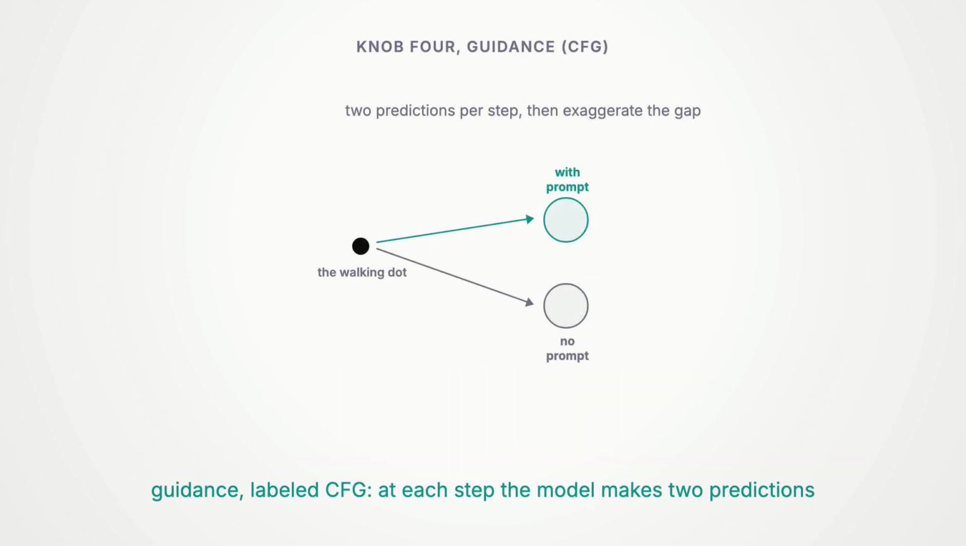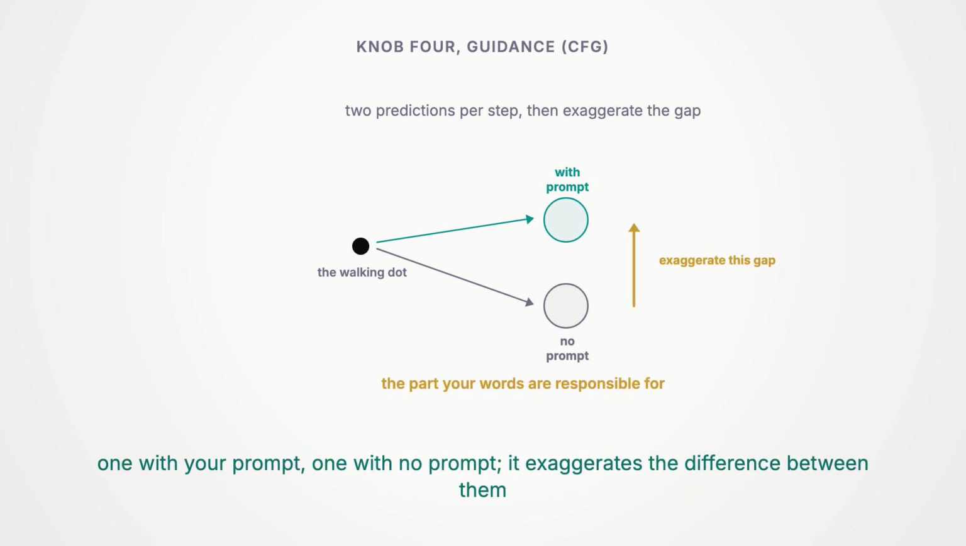Now the knob that does the most damage when you crank it, guidance, usually labeled CFG, classifier-free guidance. Here is the mechanism, and it is clever. At each step, the model actually makes two predictions. One with your prompt, one with no prompt at all, a blind guess. Then it looks at the difference between them, the part of the move that your words are responsible for, and it exaggerates that part. The guidance scale is how much it exaggerates.